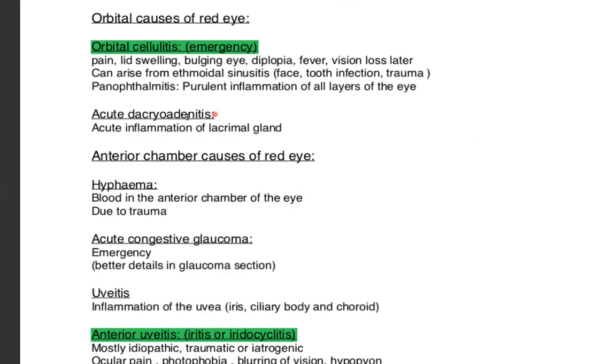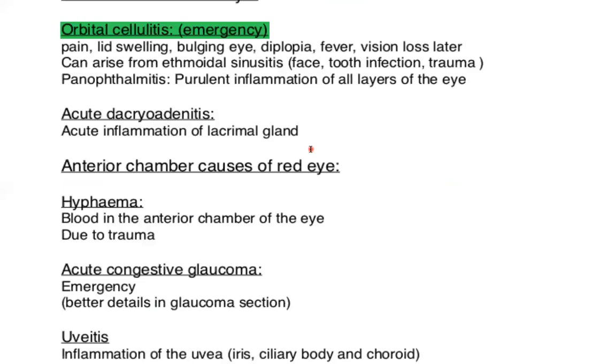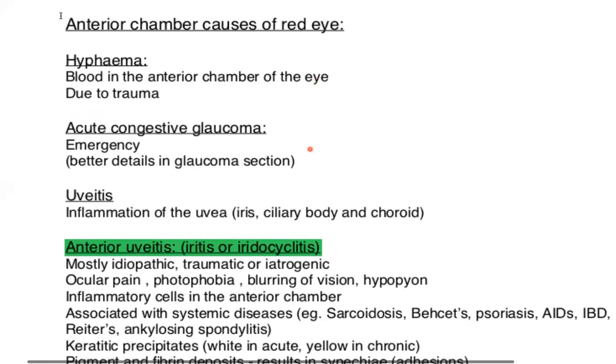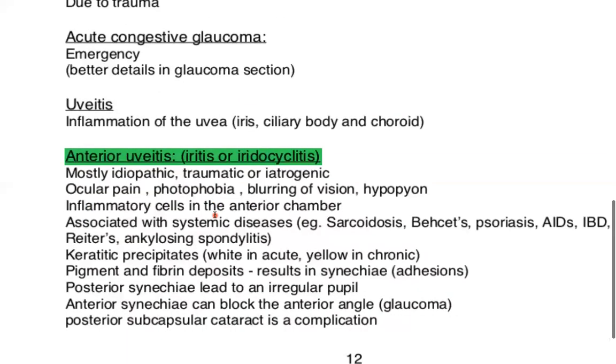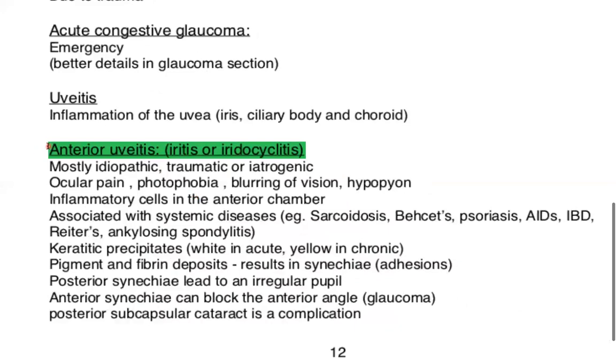في برضو dacryoadenitis, which is just inflammation of the lacrimal gland. Not much you need to know about it. في anterior chamber causes, which is basically عندنا hyphema أو blood in the anterior chamber. It happens with trauma. عندنا acute congestive glaucoma, نتكلم عنها later. عندنا uveitis أو inflammation of the uvea. Not that important either. Important anterior uveitis.